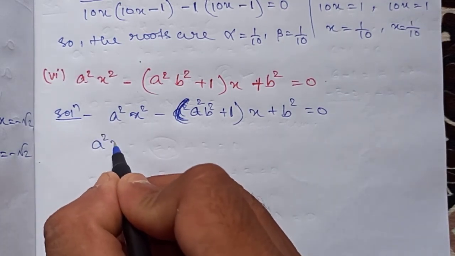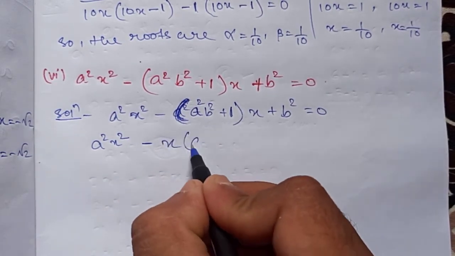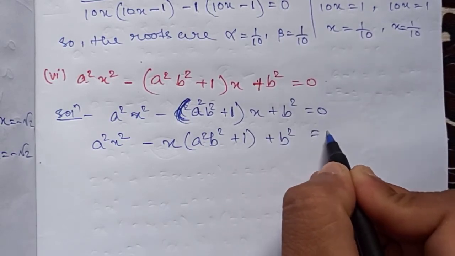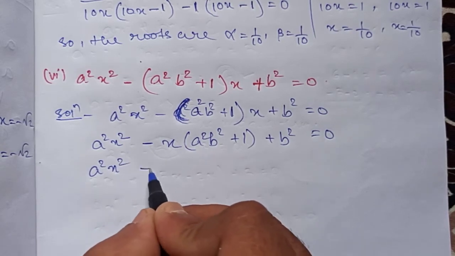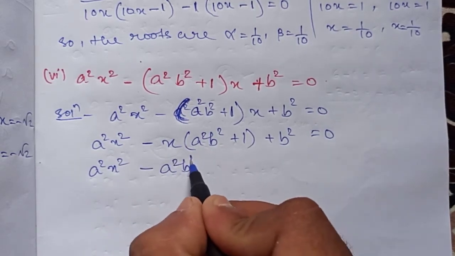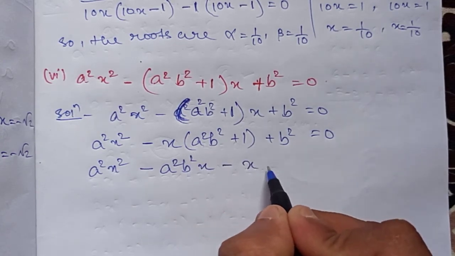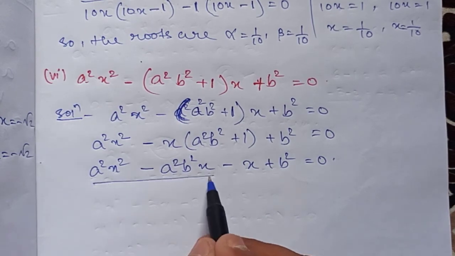How? I will write a square x square minus x in front, then a square b square plus 1 plus b square equals 0. Now open the bracket and multiply. We will get minus a square b square x, minus plus minus, x into 1 is x, plus b square equals 0. Okay, between these two, what is common?